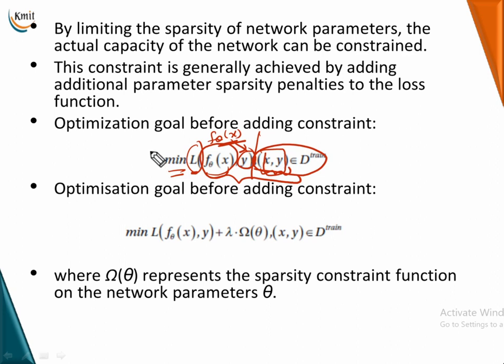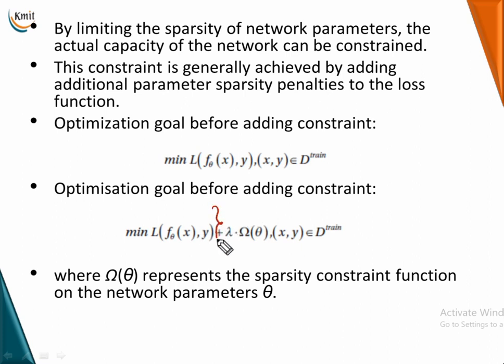So your aim for optimization is to minimize this loss function, which you get by taking the difference between what is being predicted and what is actually present, correct? This is before you add the constraint. But because of the sparsity or scantiness of network parameters, you want to add certain sparsity penalties, or certain constraints as we call them. So you try to minimize this loss function, and you add these penalties or constraints.